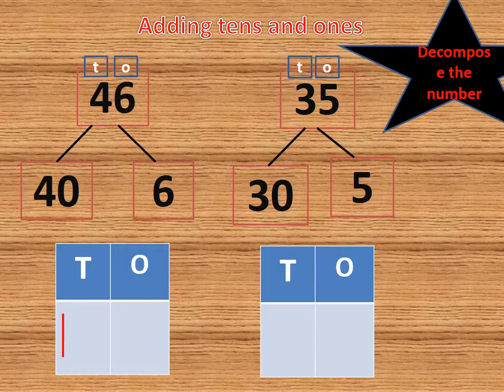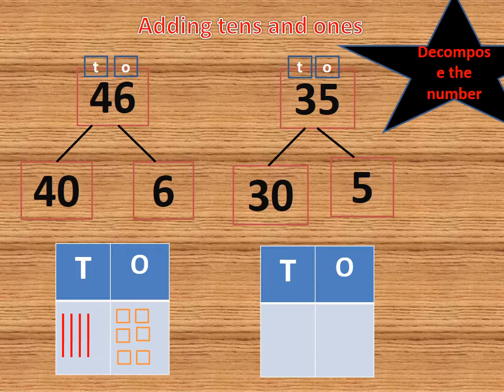40 means 4 in tens. 40 equals 4 in tens. Now I have 1, 2, 3, 4, so that means 4 in tens. And how many ones? 1, 2, 3, 4, 5, 6. 6 ones. So 46 equals 4 in tens and 6 in ones. And I'll draw tens as a stick like this, and ones as small squares like this.